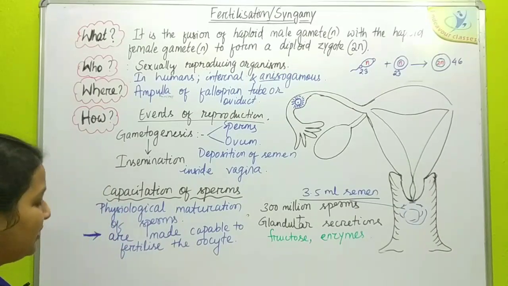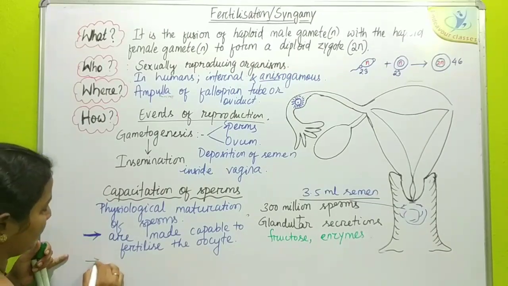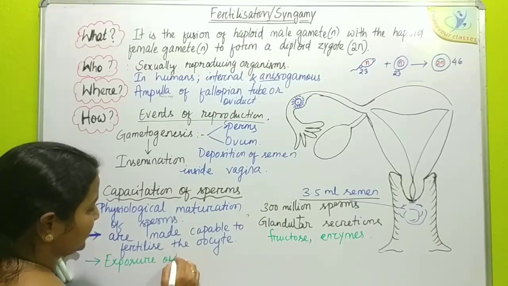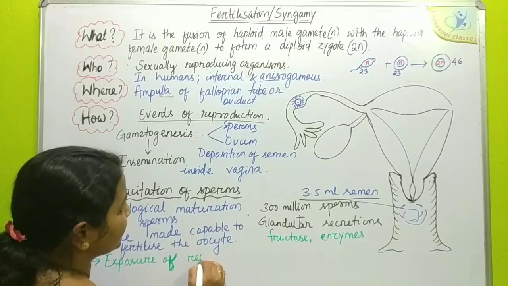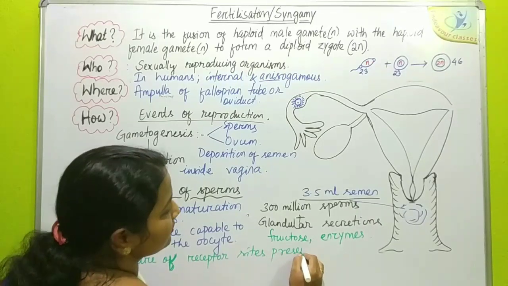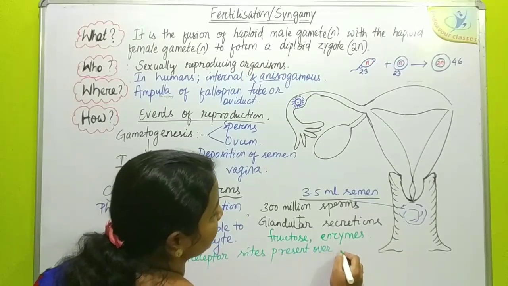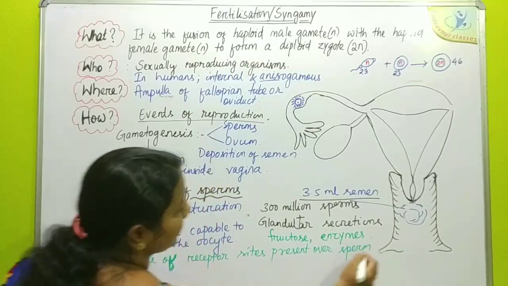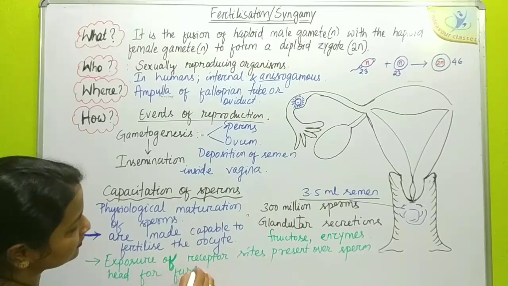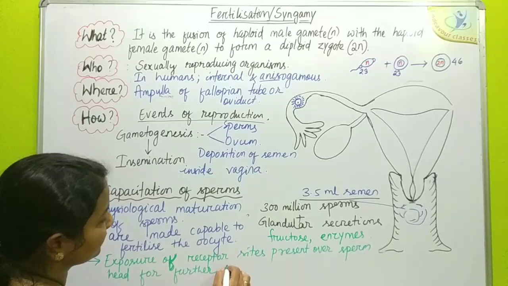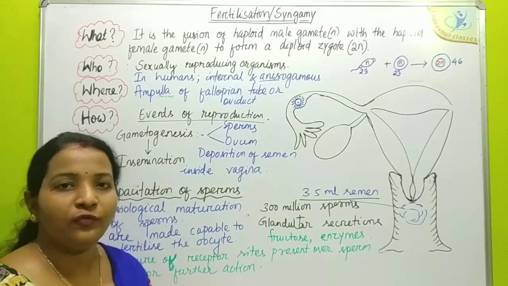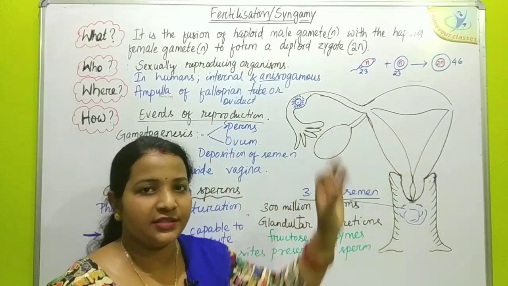So what happens during this process? There is exposure of receptor sites present over the sperm head for further action, and this is achieved by the action of the secretion of the female genital tract.